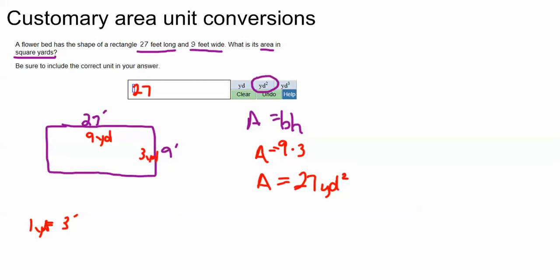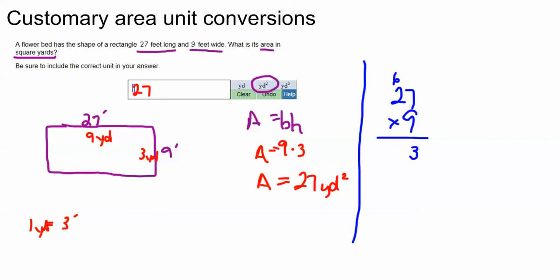You can solve this problem another way as well, and we'll quickly talk our way through that. If you did not convert to the label that they're asking for first, you could go ahead and do length times width in the feet units. So 27 times 9 would be 243 square feet.